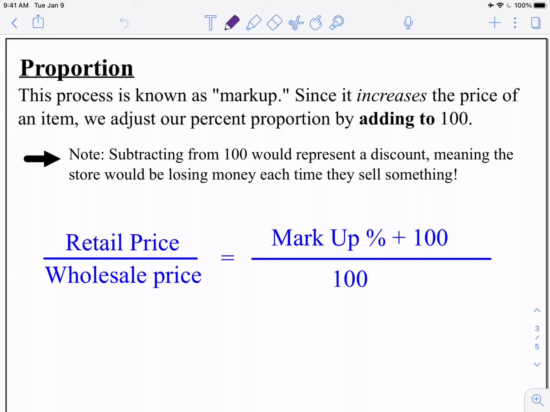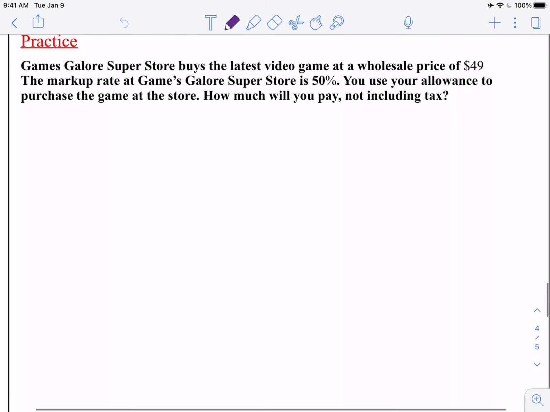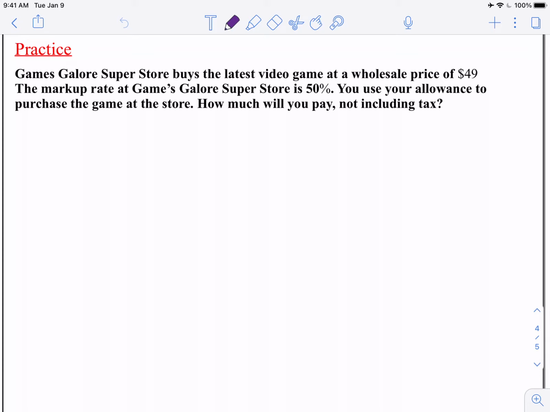So this is our formula. You can copy down the blue here. We're going to say retail over wholesale is equal to the markup percentage plus 100 over 100. So retail, remember that's what we pay. Wholesale in the denominator is what the store pays. And on the right, we have markup plus 100 over 100. We'll take a look at some practice examples.